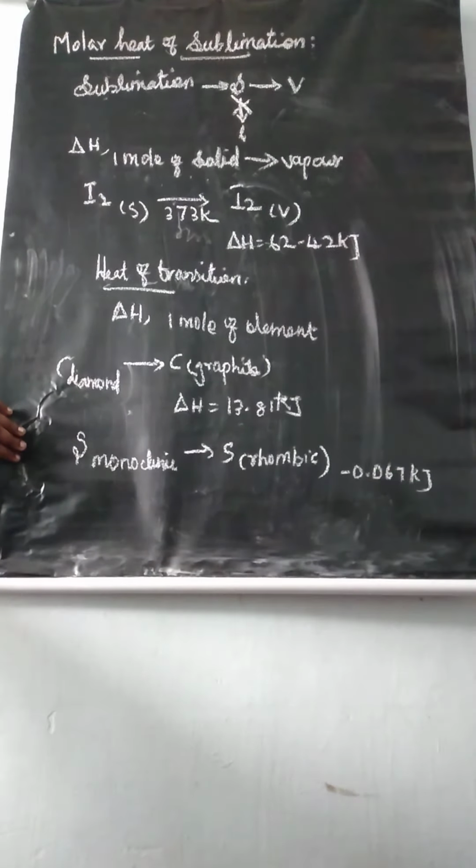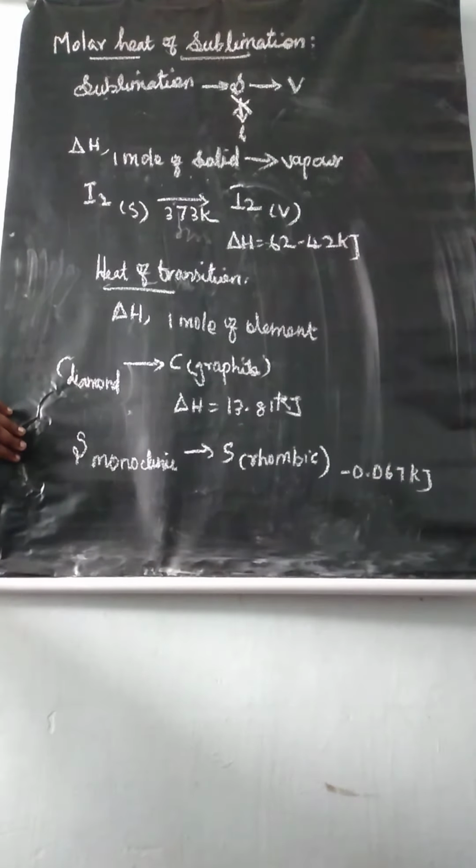One is carbon, diamond to graphite. Then sulfur, monoclinic to rhombic. Another example, white phosphorus to red phosphorus. Understand this topic? Any doubt? See, listen. Now one more time we can see the definitions.